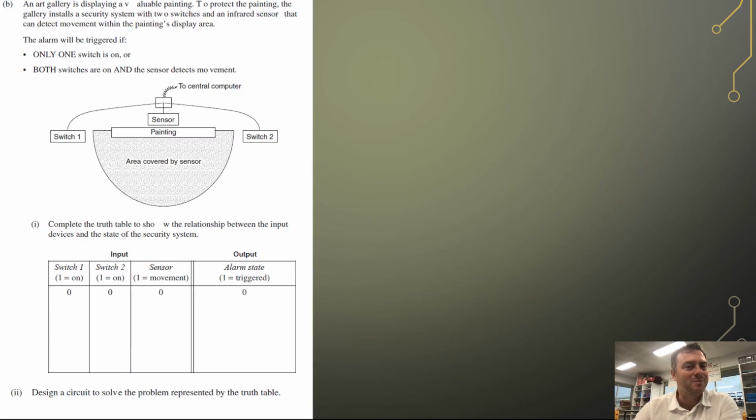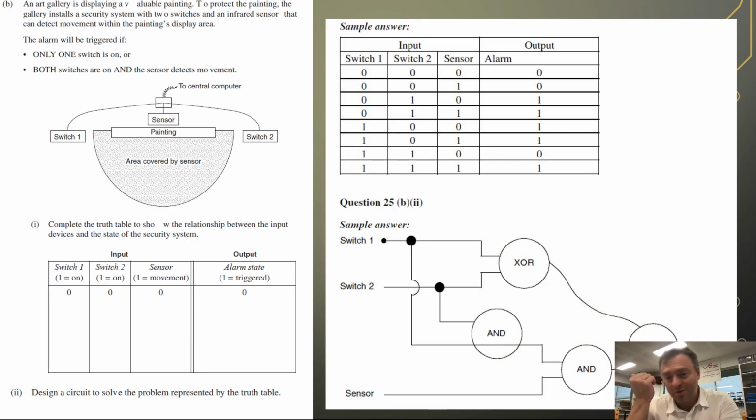So an art gallery is displaying a valuable painting. To protect the painting, the gallery installs a security system with 2 switches and an infrared sensor that can only detect movement within the painting's display area. The alarm will be triggered if only one switch is on, or both switches are on and the sensor detects no movement. So you've got those sensors with that happening there. Complete the truth table to show the relationship between the inputs of the security system and then design a circuit. So that's what you should punch out, which is pretty cool. That's a lot more complex question, but it's also a really cool question as well.